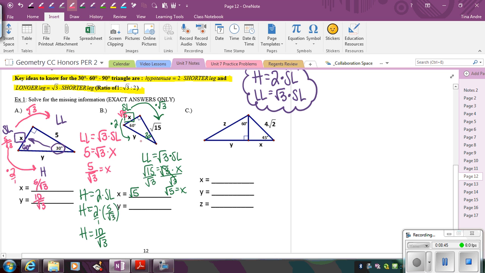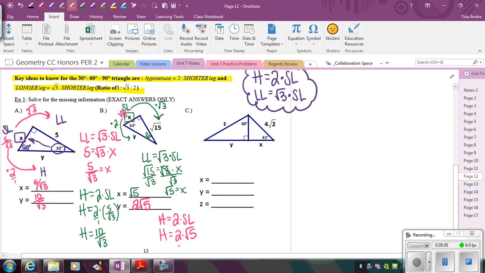Now I know that this is square root of 5, so I can just multiply that by 2 to get to the hypotenuse. Shorter leg times 2 gives me the hypotenuse. So this is just going to be 2 root 5. Or write out your formula: hypotenuse equals 2 times short leg. Hypotenuse equals 2 times root 5. So you get 2 root 5.